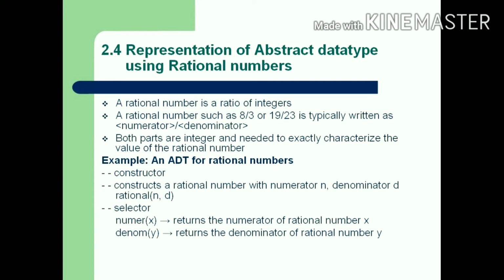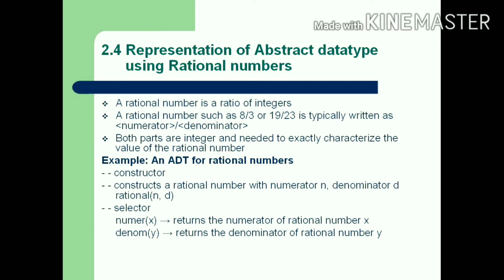Next topic is representation of abstract data type using rational numbers. First we want to understand the rational number. A rational number is a ratio of integers. Integers mean whole numbers. Example, here is 8 by 3 and 19 by 23. You can see these numbers are integers. It means they do not have floating values. These numbers represented by using a slash is known as a ratio, that is, rational numbers.